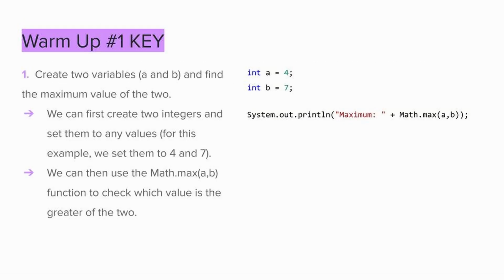Here's the key for the first question. We made two integers, a and b, and had them store the values 4 and 7. Then we can write a print statement that uses the math function max. The max function is short for maximum and returns the variable with the greatest value. In our example, it will print maximum equals 7 since b is greater than a.